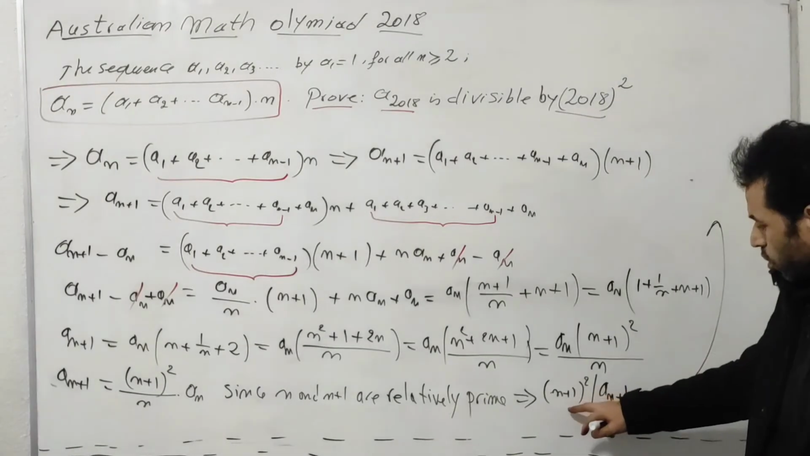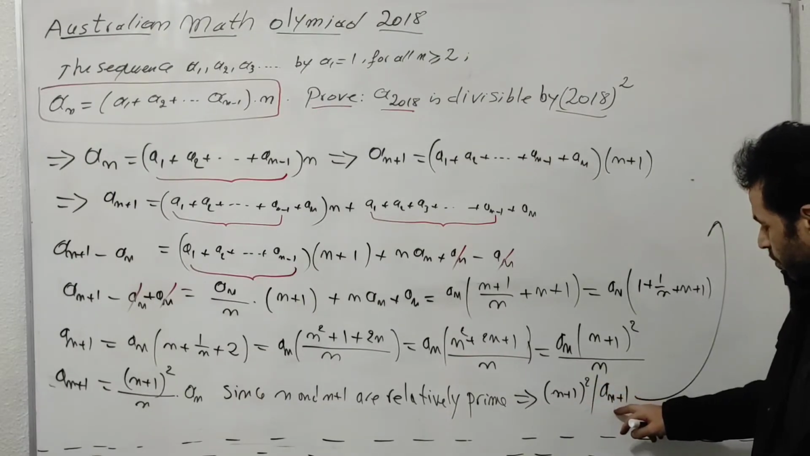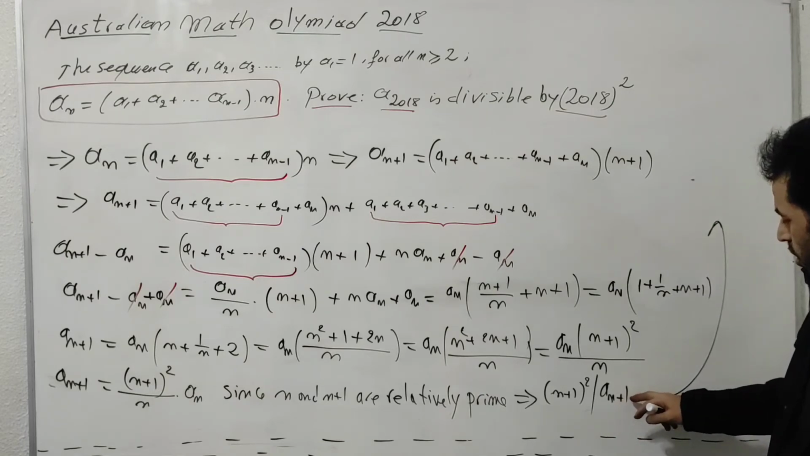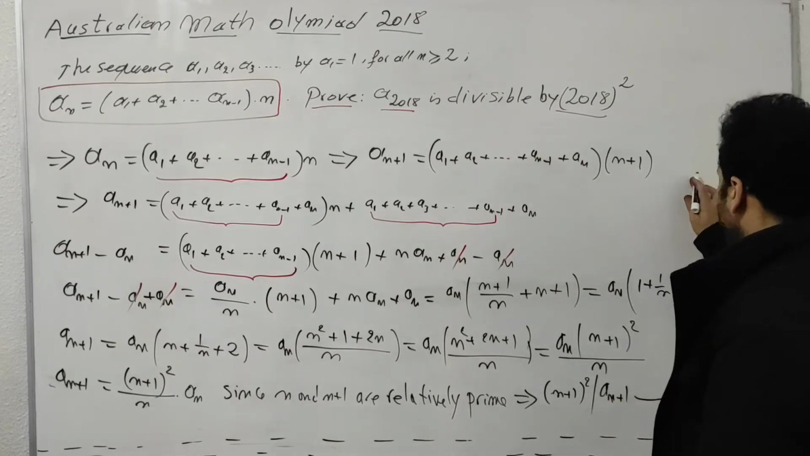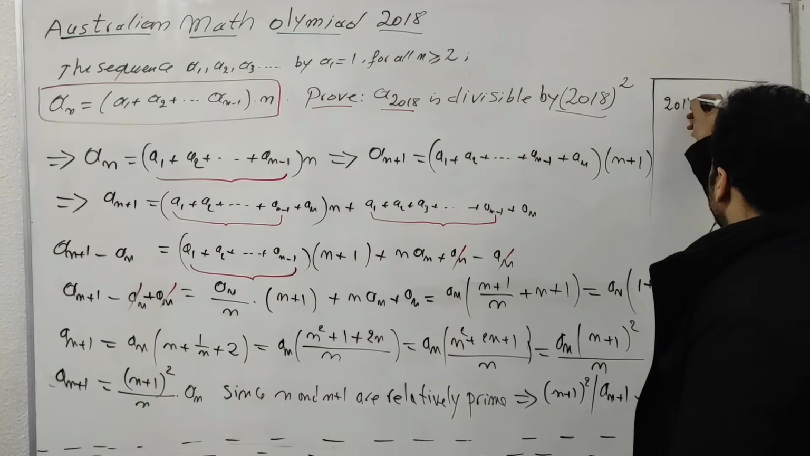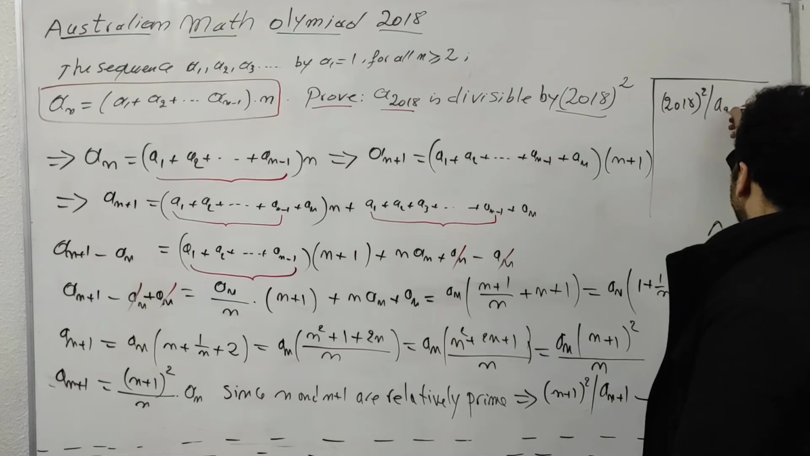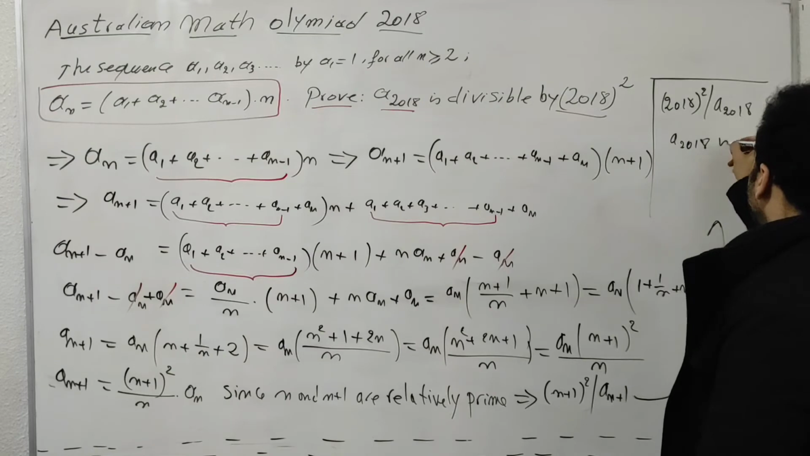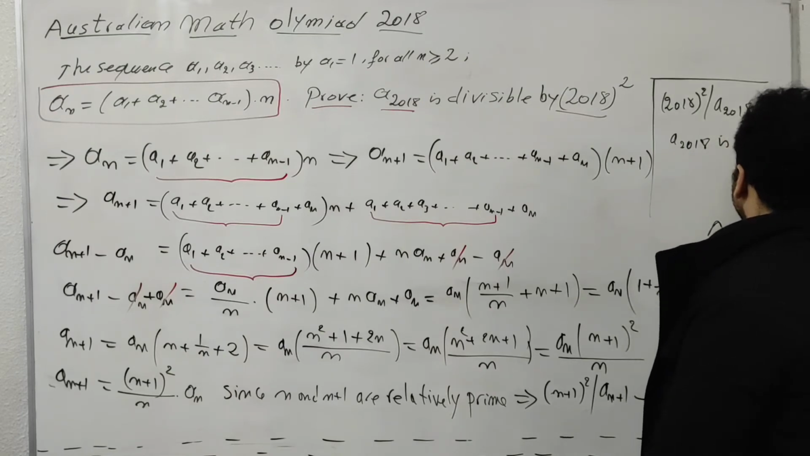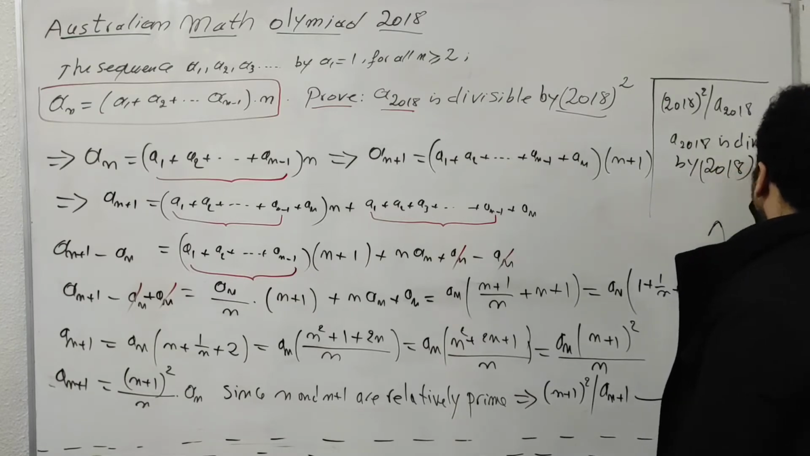By replacing n with 2017, I will get 2018² divides e sub 2018, which is e sub 2018 is divisible by 2018². Okay. So finally, 2018² divides e sub 2018. In other words, e sub 2018 is divisible by 2018². Okay.